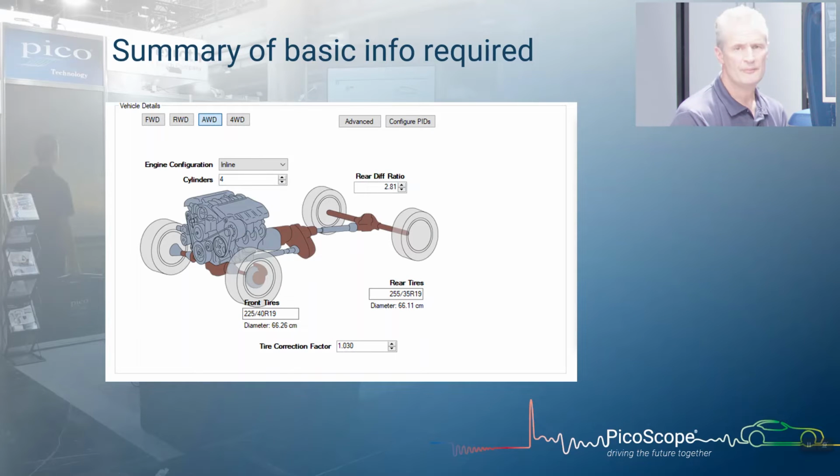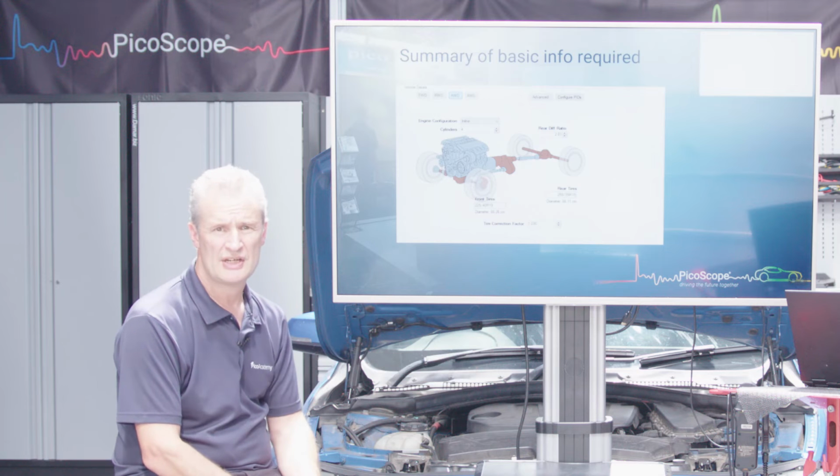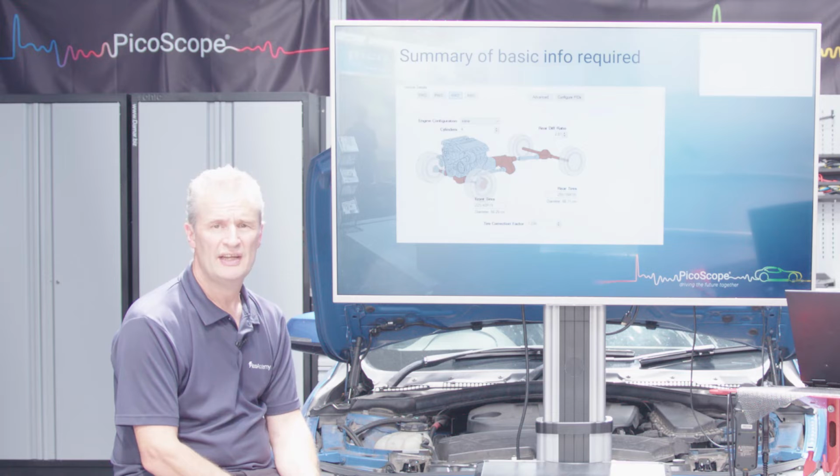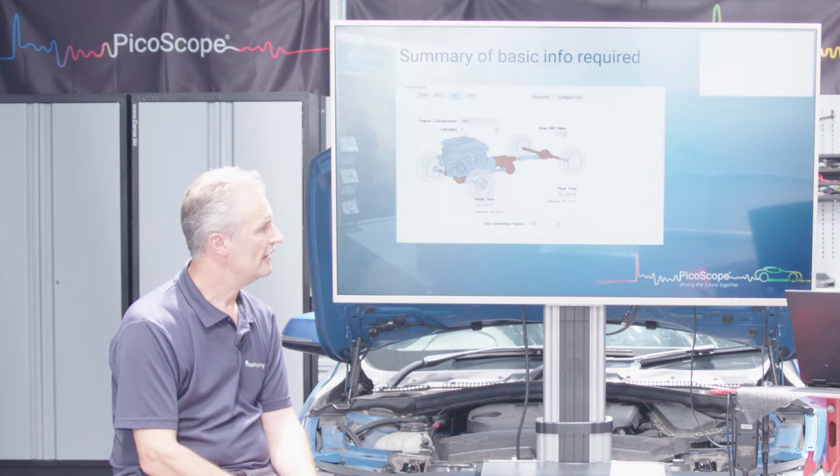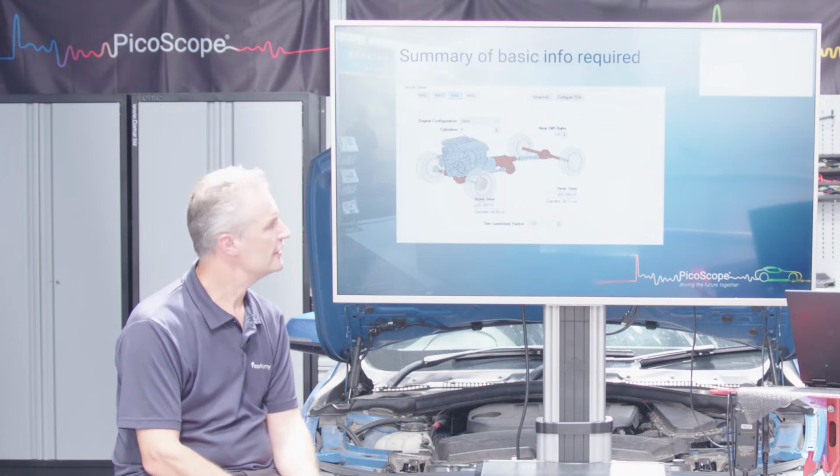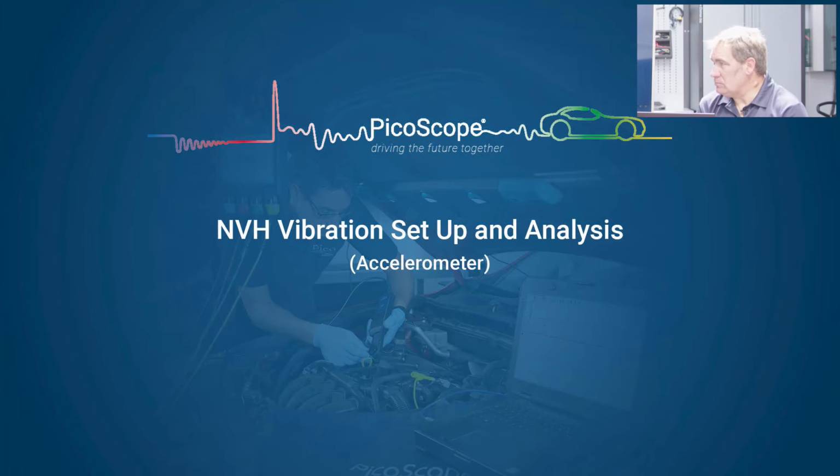And that's it. There's a summary of the basic information required. So engine configuration and cylinder count, tyre sizes, rear differential ratio. I think that's probably the challenge out of all that. And the drivetrain arrangement. Once that's entered correctly, you're ready to go for NVH. All right, I'll pass you back to John now to look at vibration setup and analysis.